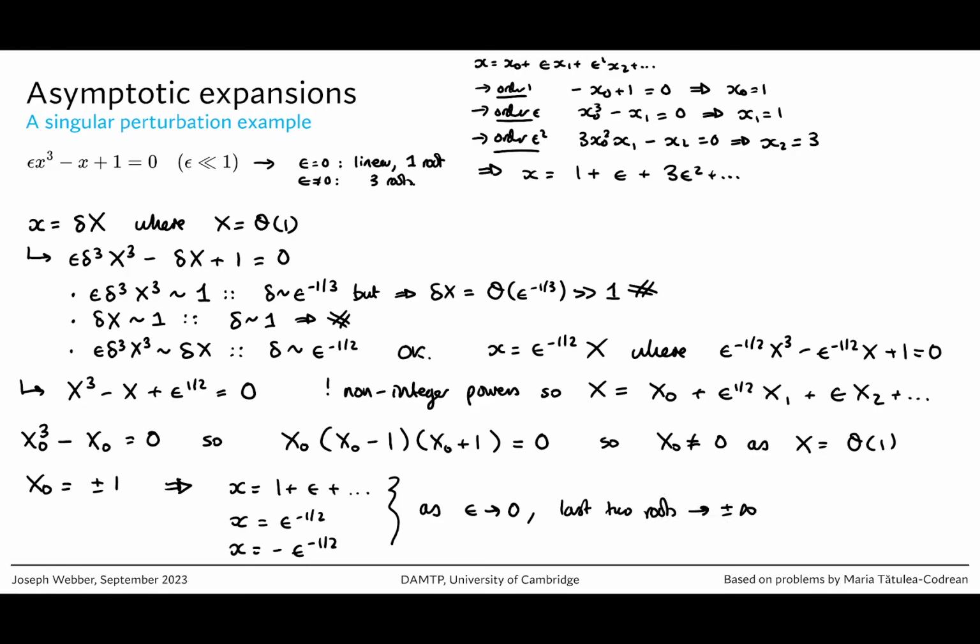And the way to think about this is just to sketch out our cubic here and to notice that it has a form that looks a little bit like that. And as epsilon decreases, this thing here stretches out. So this one goes like minus epsilon to the minus 1/2, and this one here goes like epsilon to the minus 1/2. And that's what's going on with these two roots.